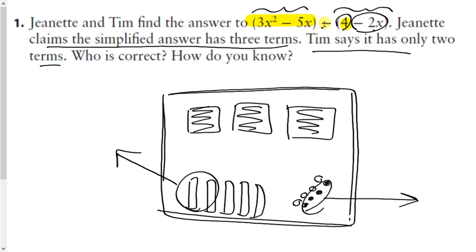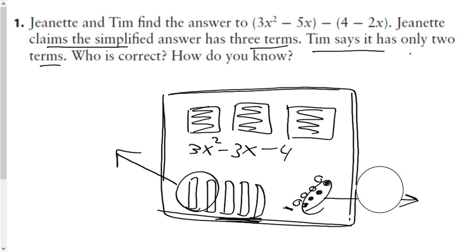And if I look what's left in the box, I know that there is 3x squareds left. I know there's still these ones here left, which is a negative 3x. And now that I remove positive 4, I end up with a negative 4 left there. So the solution using modeling would be a trinomial, and therefore, Jeanette is correct.